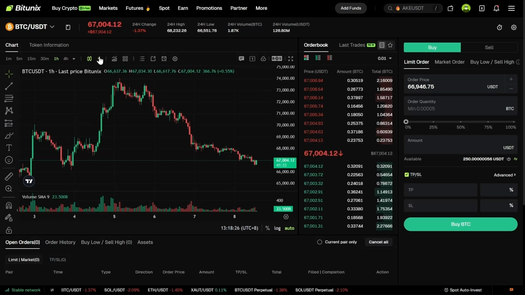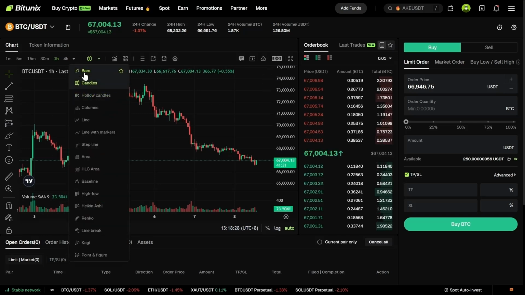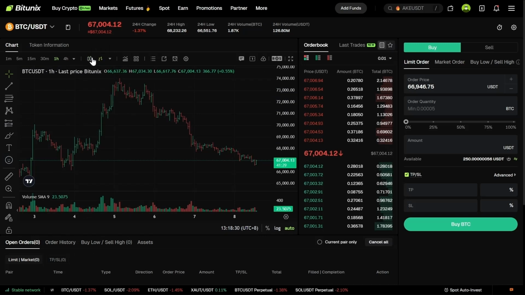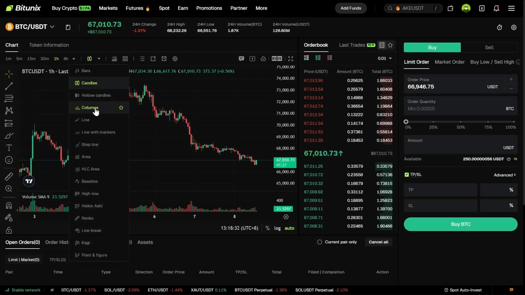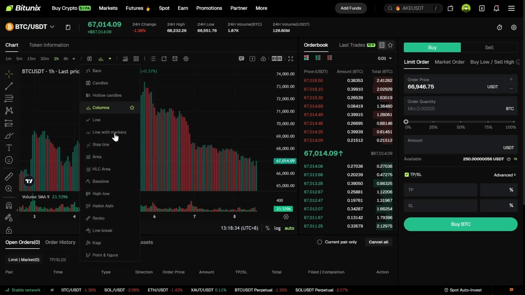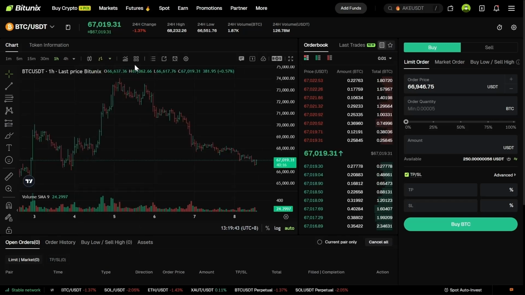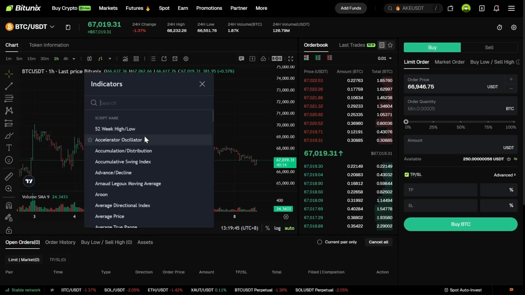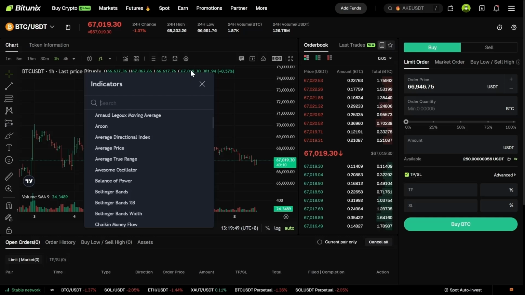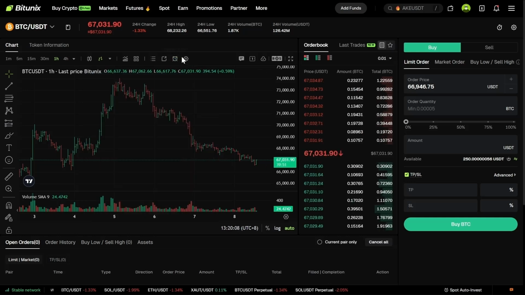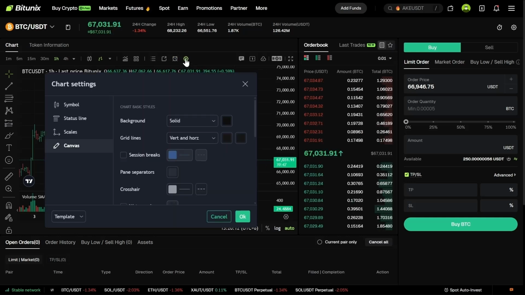This is where you can choose how you want your chart to look. So you can trade with candles, bars, columns. Again, whatever you prefer as a trader. Here is where you can add indicators like the 52-week high and low and average price. You can create alerts. And in the chart settings, you can customize candles, colors, and layouts however you prefer.